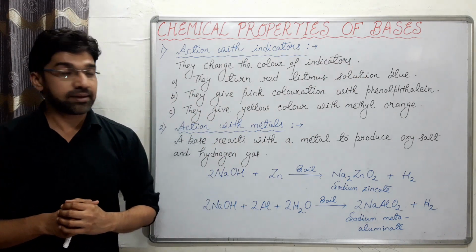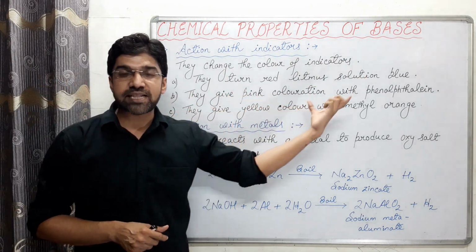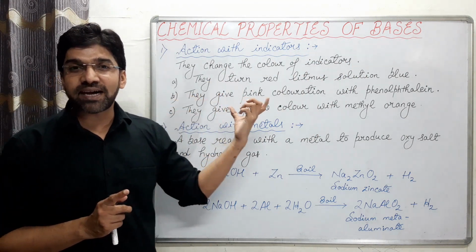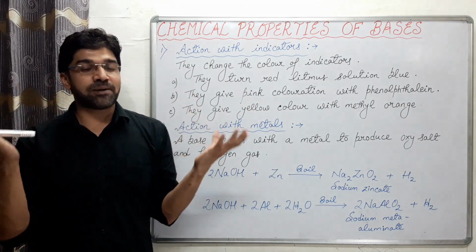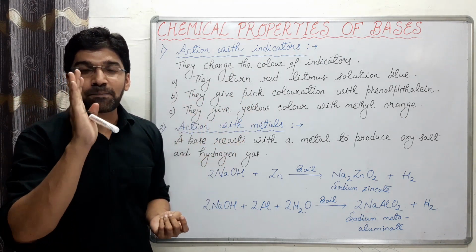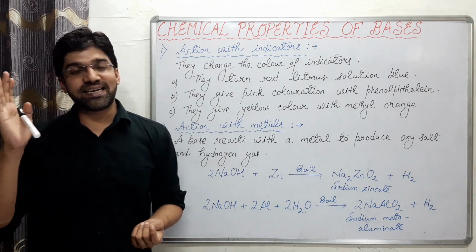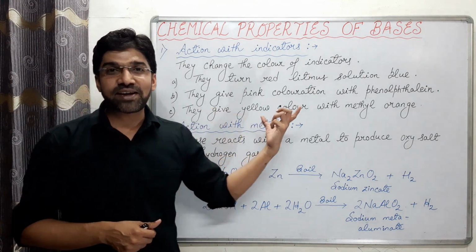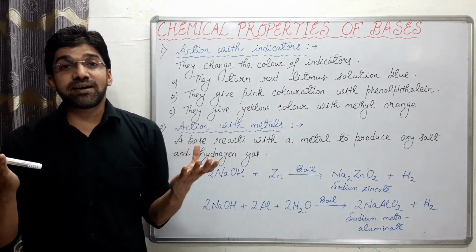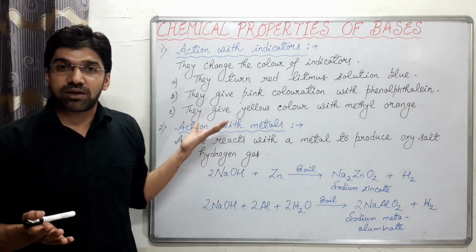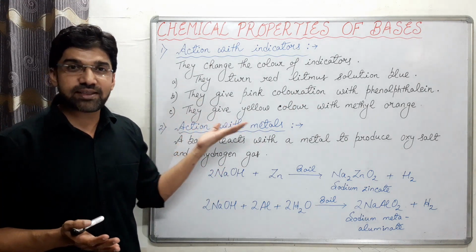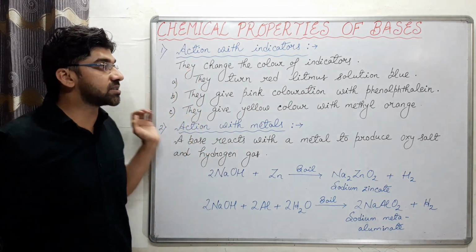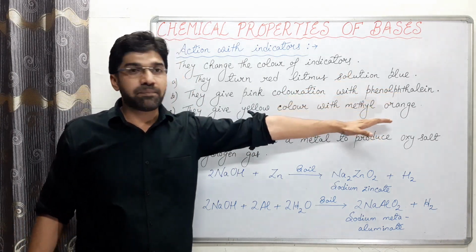Now let's come to phenolphthalein. Bases will give pink coloration with phenolphthalein. Acids will decolorize the pink color of phenolphthalein with alkalis. Third, they give yellow color with methyl orange. So what color change do we have with methyl orange? Bases give yellow color with methyl orange. So that's about the action with indicators. Three main indicators: litmus solution, phenolphthalein and methyl orange.